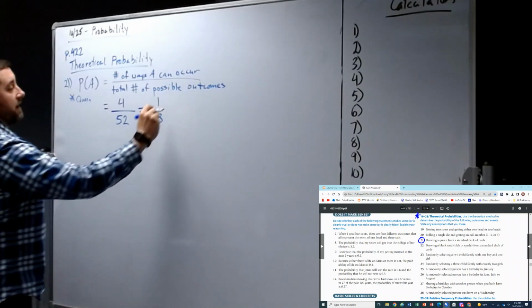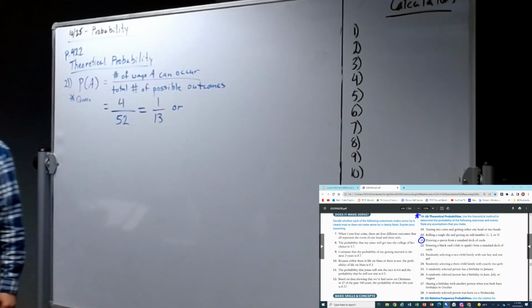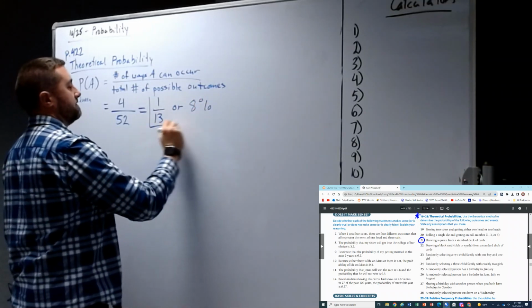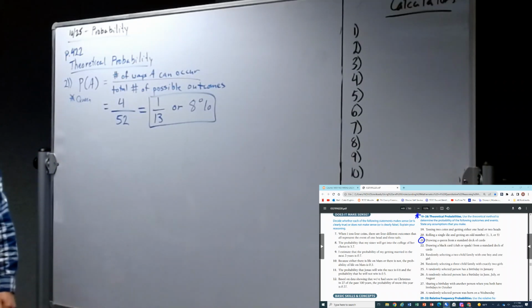Okay? But just for fun, go ahead and turn that into a percent for me. We'll do a little mini percent review. Can you turn a fraction into a percent? To use decimal as a bridge. Divide 1 by 13. 7.69, so about 8%, right? Yeah, that's what I had in my head there. Good, yeah. So 1/13 or about 8% chance of drawing a queen.